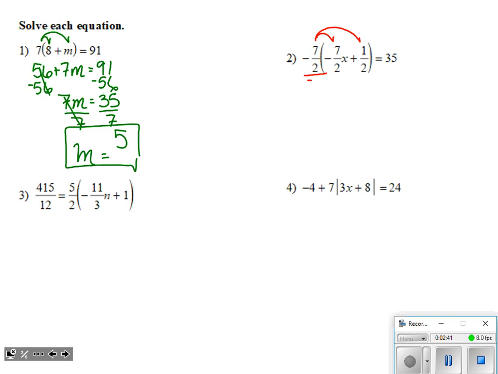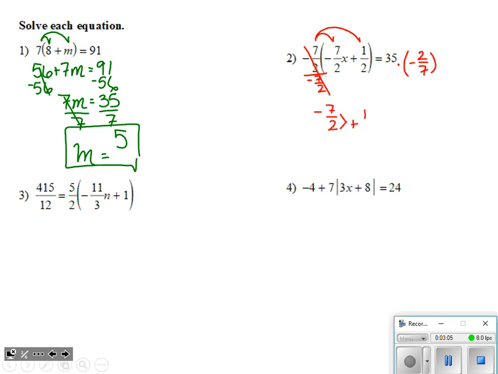What if we divide away this negative 7/2? Then we wouldn't have to multiply it in using the distributive property at all, and we'd get rid of one of our fractions, hopefully. To divide away a fraction, I'm simply multiplying by its reciprocal, so I'm going to multiply both sides of that equation by -2/7. And I still have -7/2x plus 1/2.